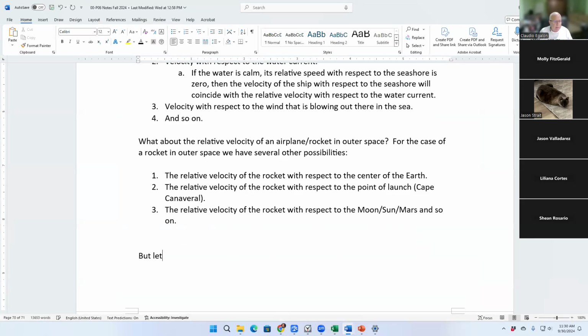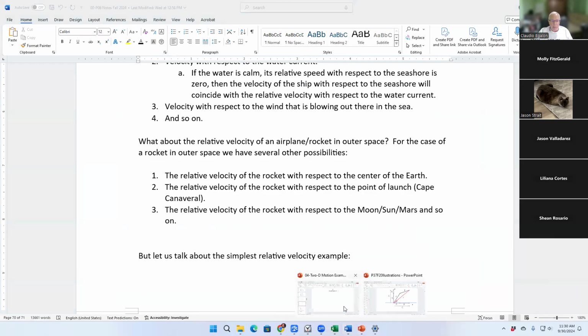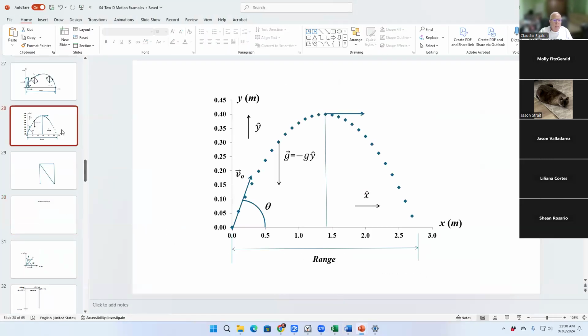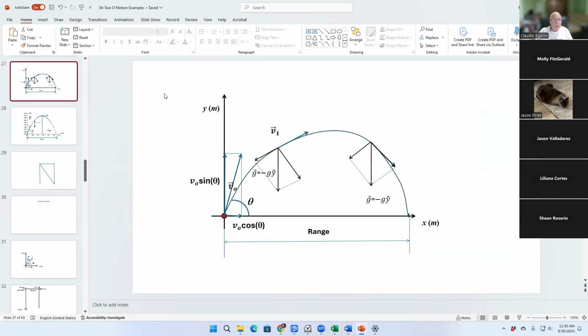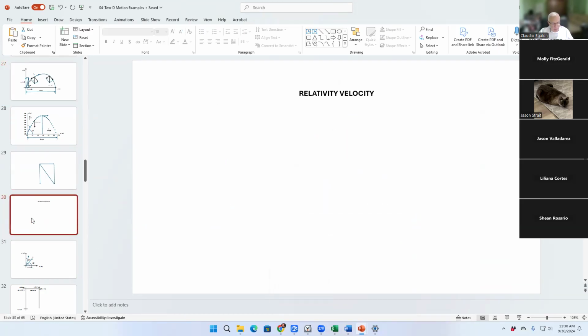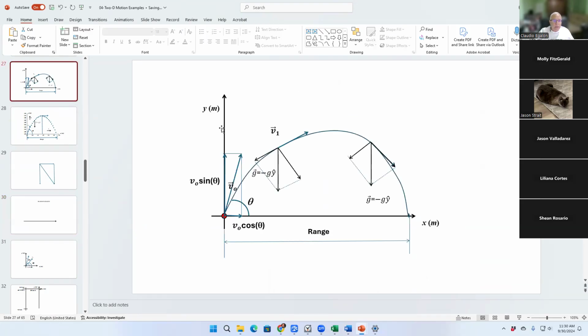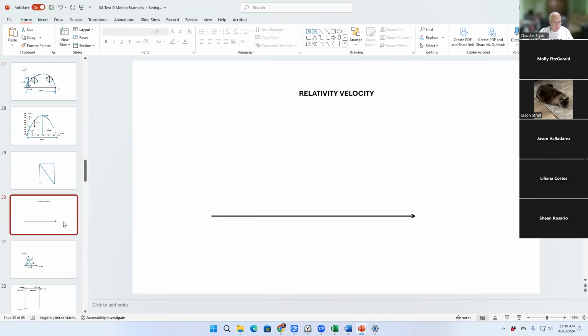But let us talk about the simplest relative velocity example, which I already mentioned. So I'm going to make a drawing, and I'm going to draw my axis. I'm going to take advantage of this axis here, what we call the axis of reference. This axis of reference is attached to the ground. That's how we draw our axis of reference.